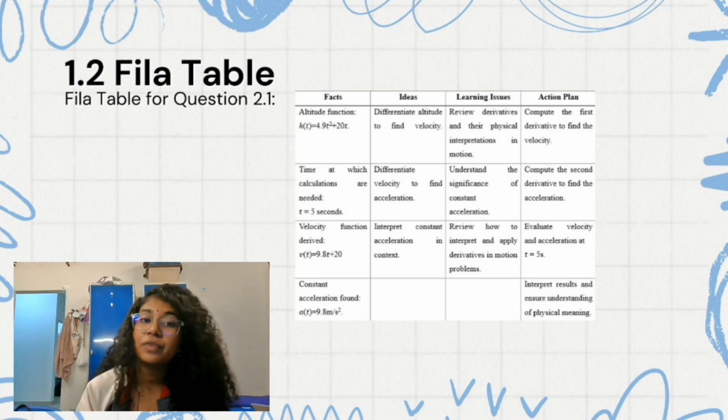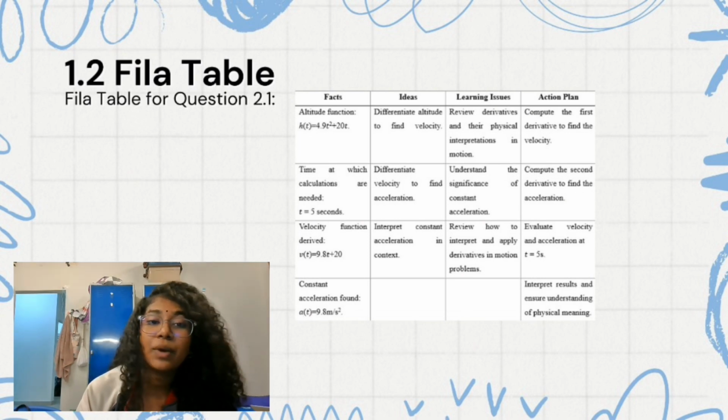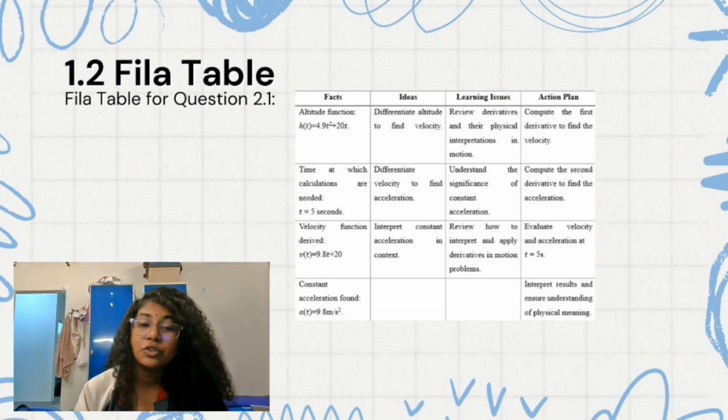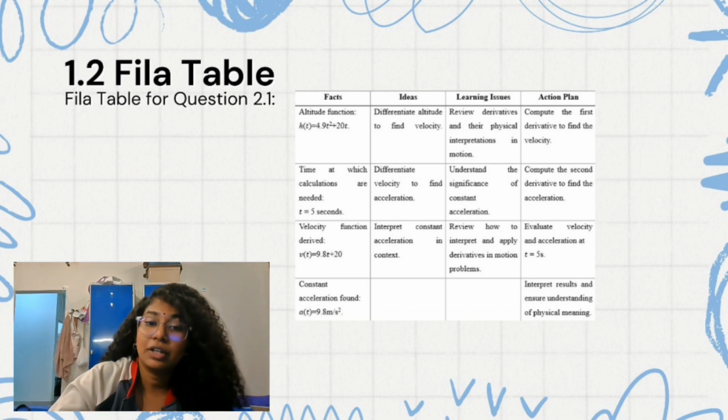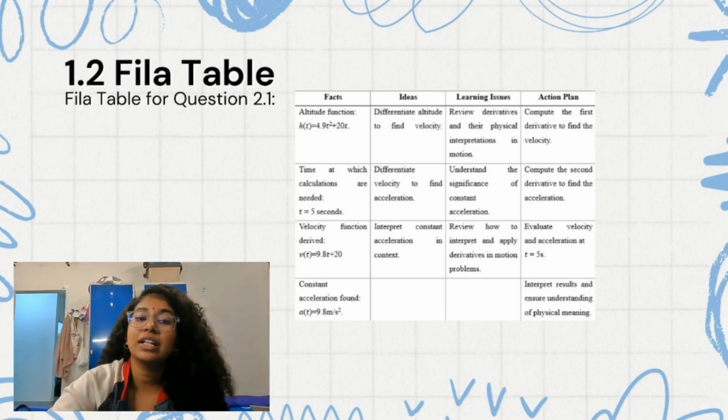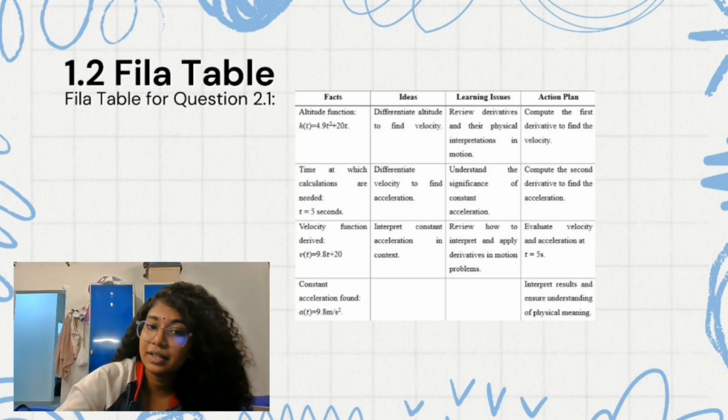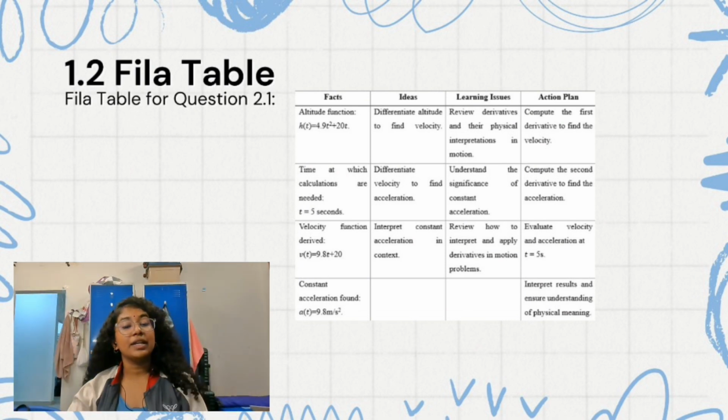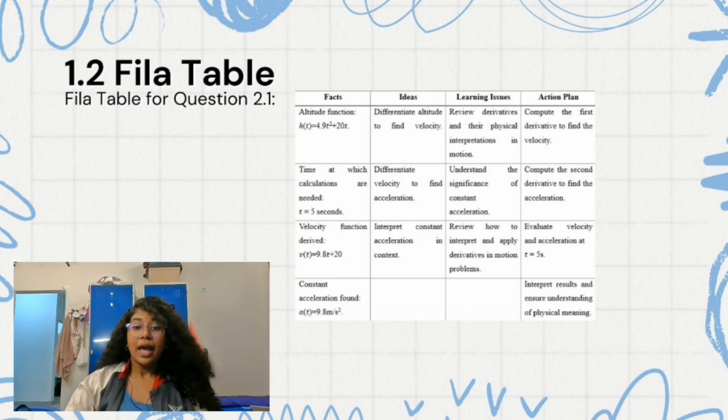Firstly, the altitude function h(t) equals 4.9 t squared plus 20t. Differentiate altitude to find the velocity. Then review the derivatives and their physical interpretation in motion, and then compute the first derivative to find velocity. Next is the time at which calculations are needed: t equals 5 seconds. Differentiate velocity to find acceleration and then understand the significance of constant acceleration, and compute the second derivative to find the acceleration.